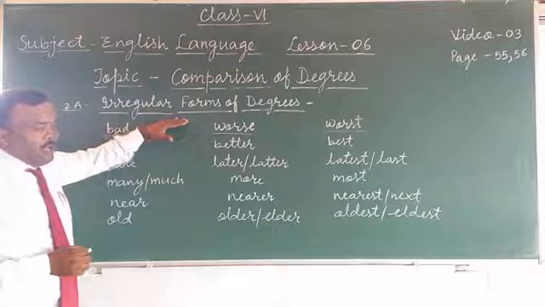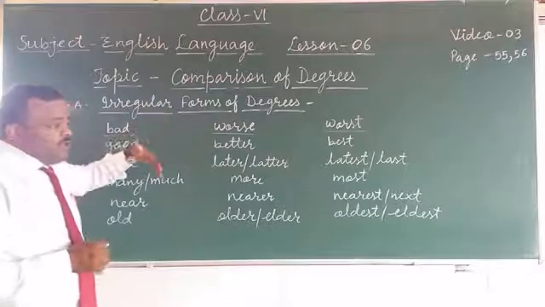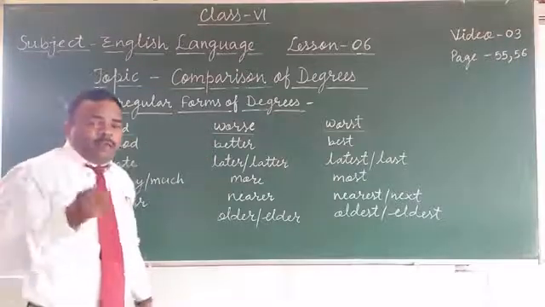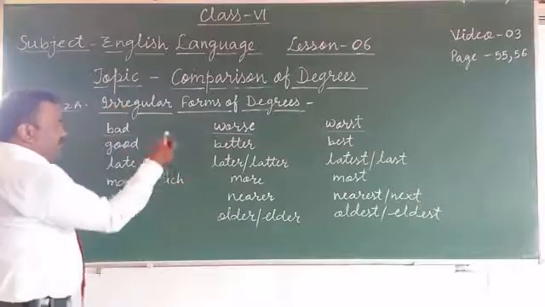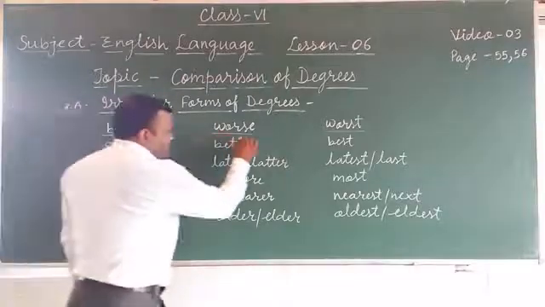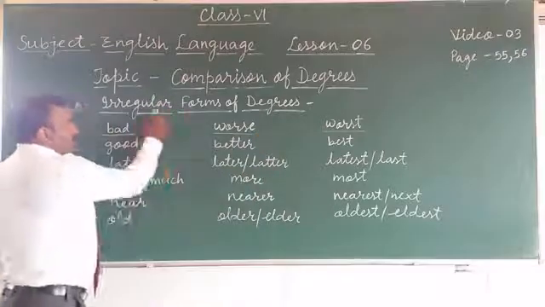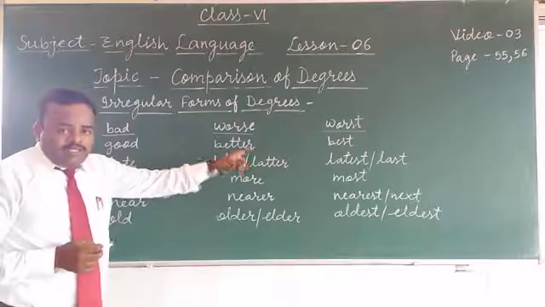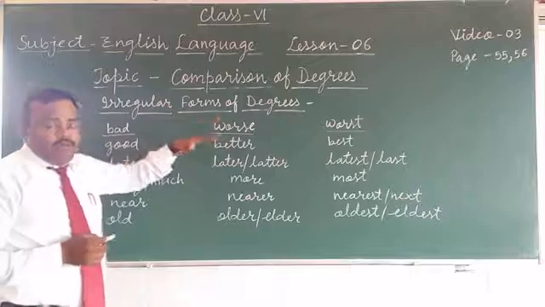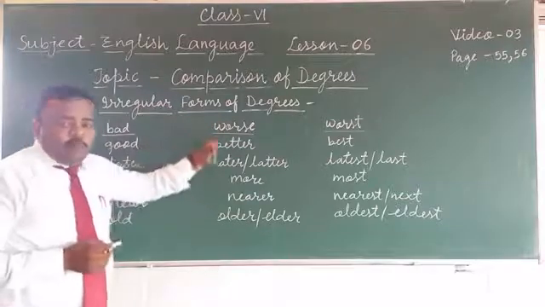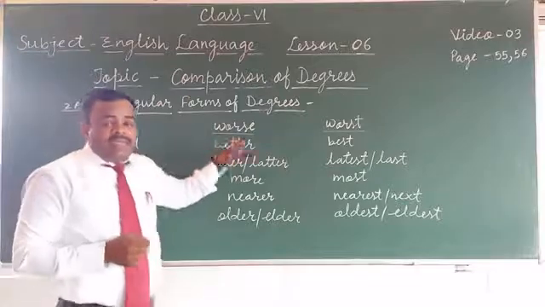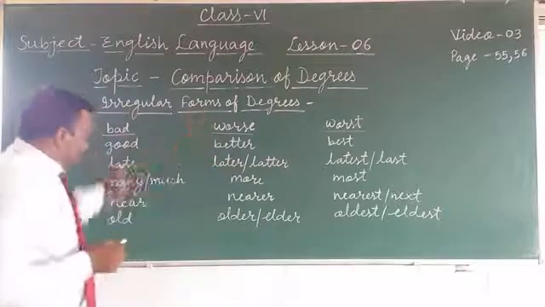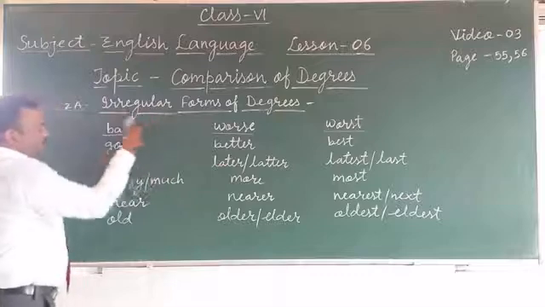Here they are irregular. Means they are not made comparative and superlative degree by adding ER or EST. They have different forms. So bad, worse and worst. So it is irregular, not regular. For example, here small, smaller, smallest. So this is regular form. Okay. Small, smaller, smallest. Okay. Big, bigger, biggest. Tall, taller, tallest. These are regular forms.